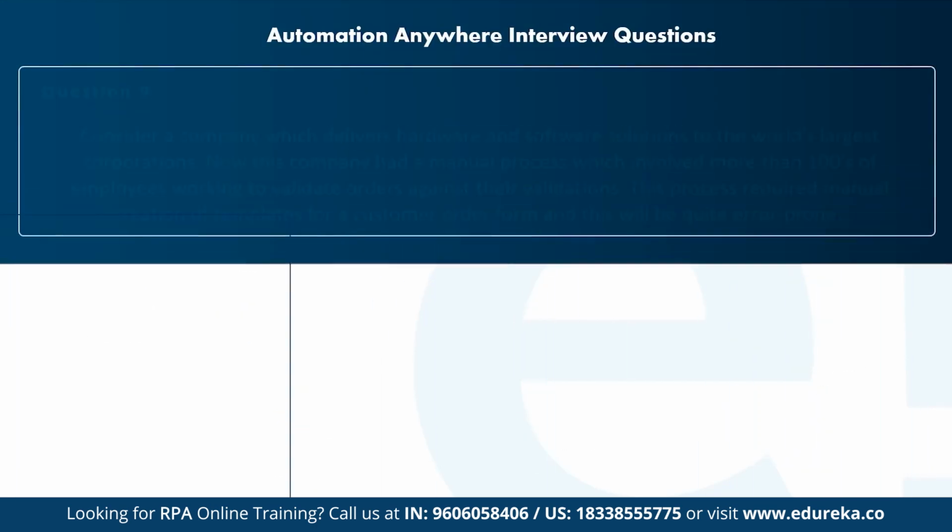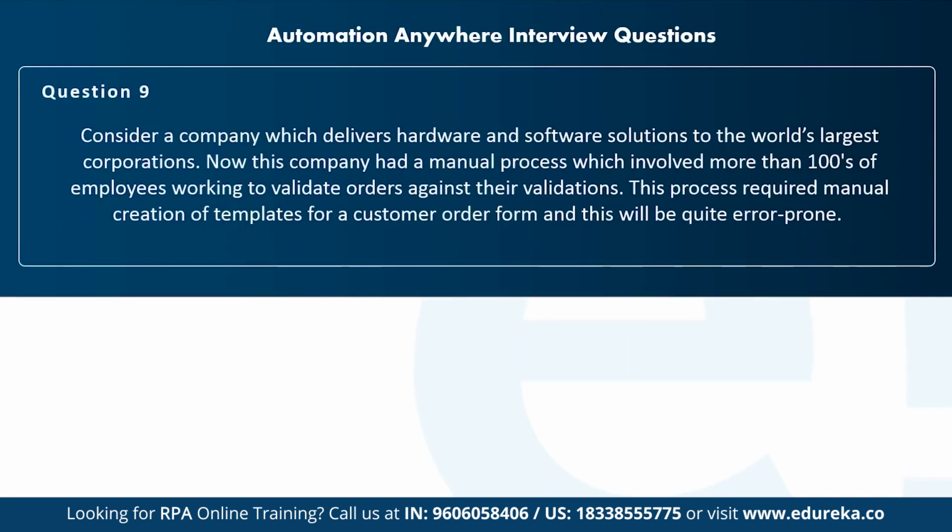Now moving on to the next scenario, consider a scenario where a company delivers hardware and software solutions to the world's largest corporations. Now, this company had a manual process which involved hundreds of employees to validate orders against their validations. This process required manual creation of templates for a customer order form, and creation of templates manually is obviously quite error prone, right?